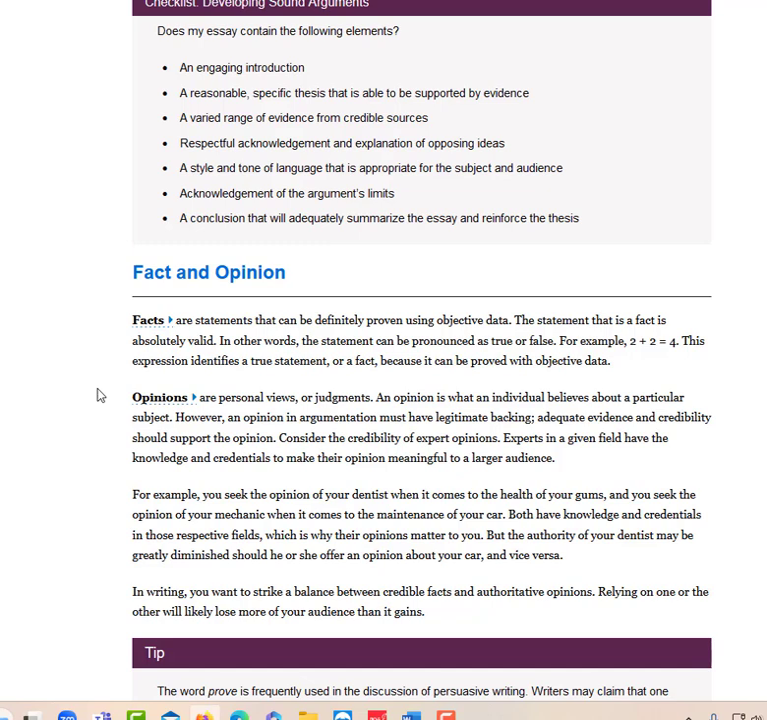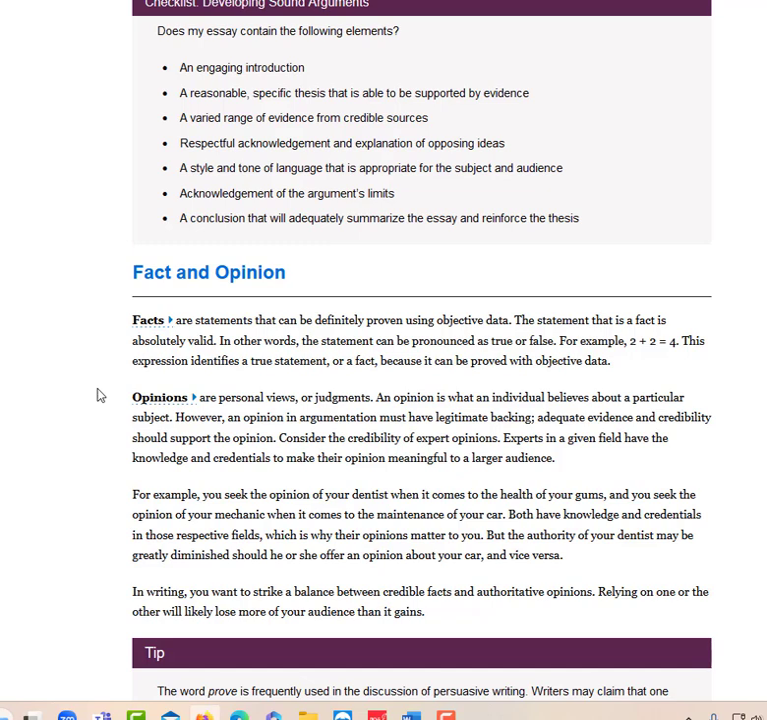Opinions. Opinions are personal views or judgments. An opinion is what an individual believes about a particular subject. However, an opinion in argumentation must have legitimate backing.